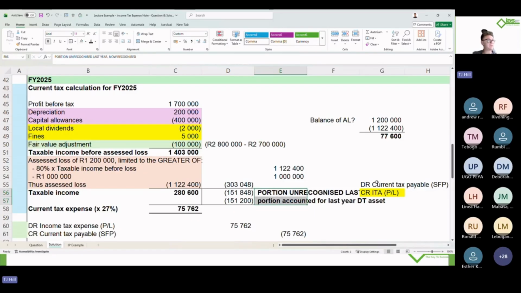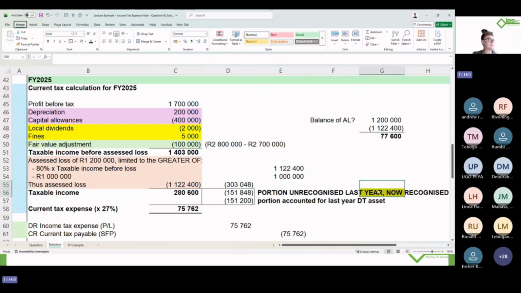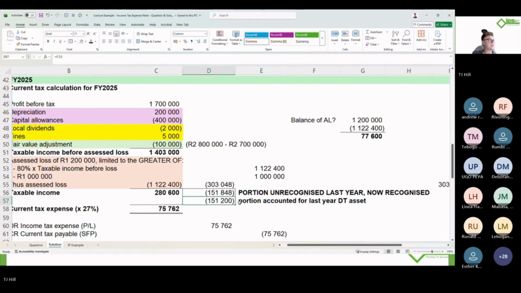So maybe I'm just going to do that. If you think about it like this, I must just swap these numbers too. Put that one at the top, put that one there. Do you see that? I'm accounting for the assessed loss in my current tax expense at 27% of it, obviously, because of 27% of the deduction, after the deduction. Do you agree? Yes, sir.